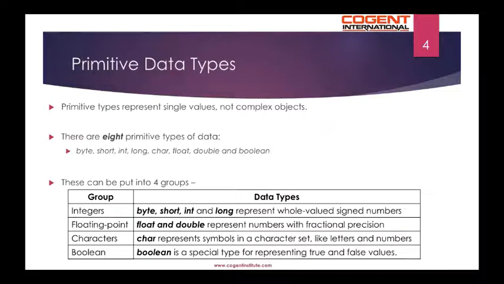Integers, which comprise byte, short, int, and long. These are used to represent whole valued signed numbers. Floating point comprises float and double. They're used to represent real numbers, numbers with fractional precision. Characters just has one type, char, which represents symbols in a character set like letters and numbers. Boolean again just has one type, and it's a special type for representing true and false values.